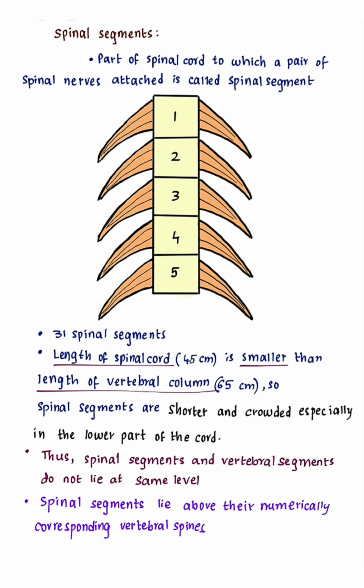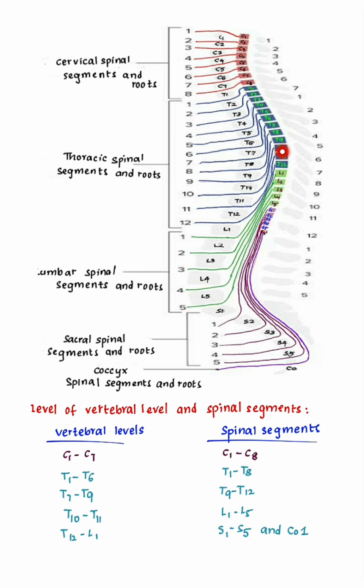Spinal segments. The part of the spinal cord to which a pair of spinal nerves is attached is called a spinal segment. There are 31 spinal segments. The length of the spinal cord is smaller than the length of the vertebral column. The length of the spinal cord is 45 centimeters. The length of the vertebral column is 65 centimeters. So, spinal segments are shorter and crowded, especially in the lower part of the spinal cord.